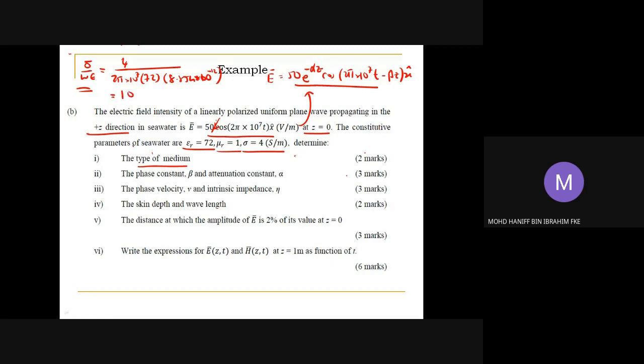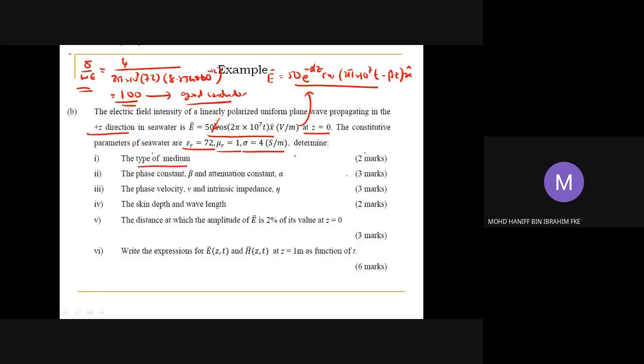Yes, it's about 100. So 100 is considered to be bigger compared to 1. So we can assume that this medium is a good conductor. So seawater is considered to be a good conductor at this particular frequency of 10 to the power of 7 Hertz.